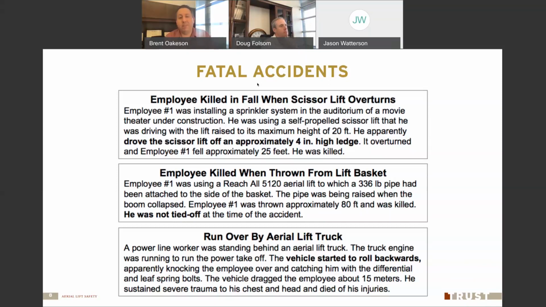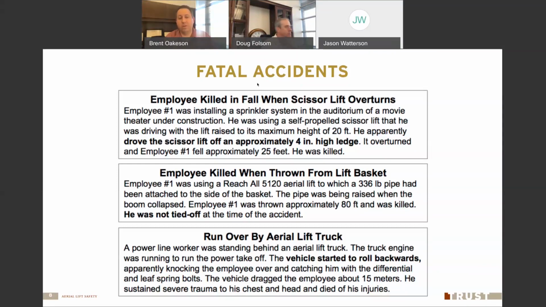A second example, we had an employee that was killed when he was thrown from a lift basket. And in this case, they were using the lift to raise a 336-pound pipe with it. And overloaded that basket. They had it extended out, caused that aerial lift to tip over, throws them out of the basket. The employee was not tied off and threw them approximately 80 feet. You can imagine how far that would throw you out if it were falling.